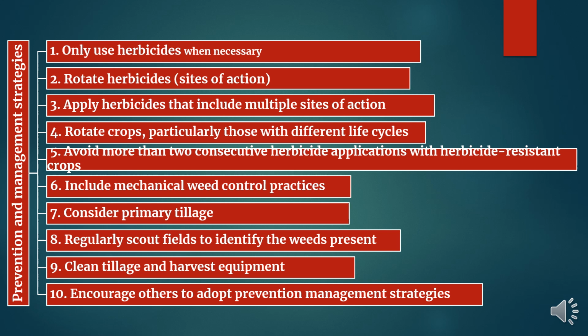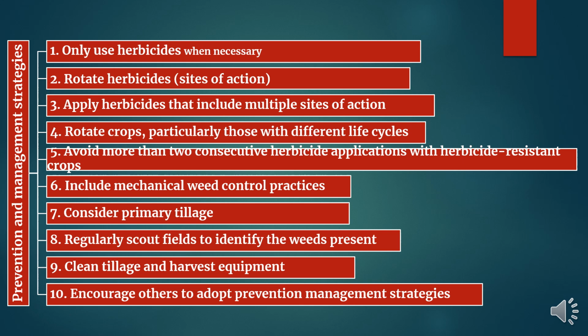The second one is to rotate herbicides, meaning the site of action. Don't make more than two consecutive applications of herbicides with the same site of action to the same field, unless the management system includes other effective control practices. Two consecutive applications could be single annual applications for two years, or two split applications in one year.